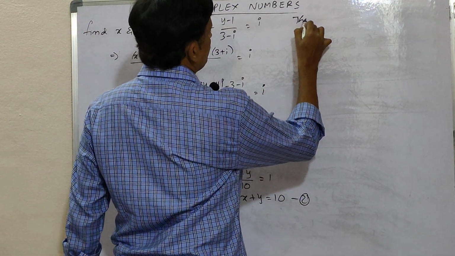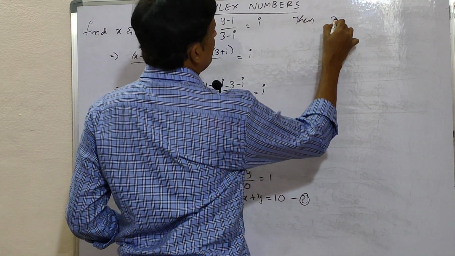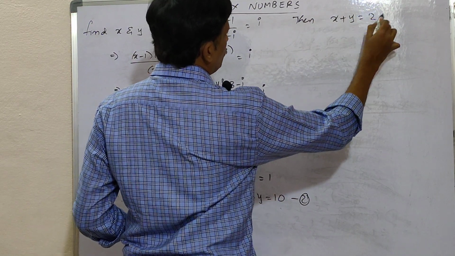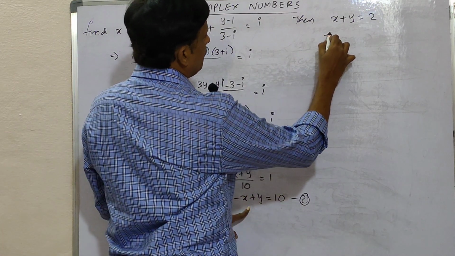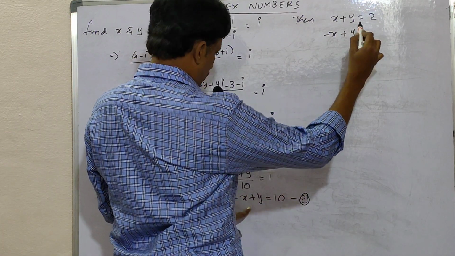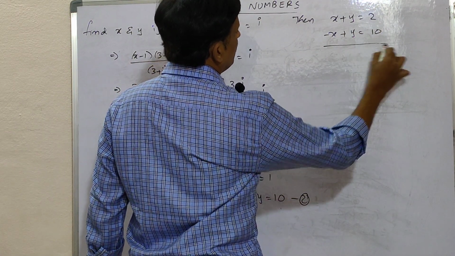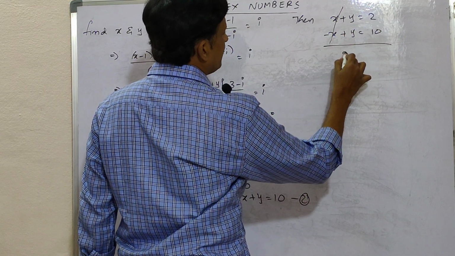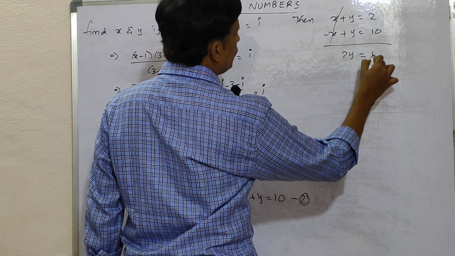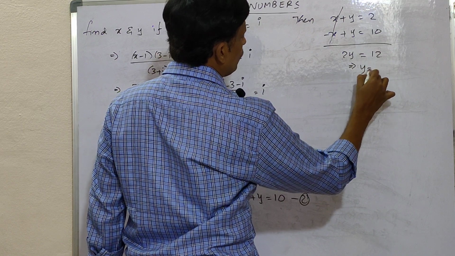Then from the first equation x plus y is equal to 2, and from the second minus x plus y is equal to 10. Sum of these two gives the value of 2y, y plus y. 2y is equal to 12 gives y is equal to 6.